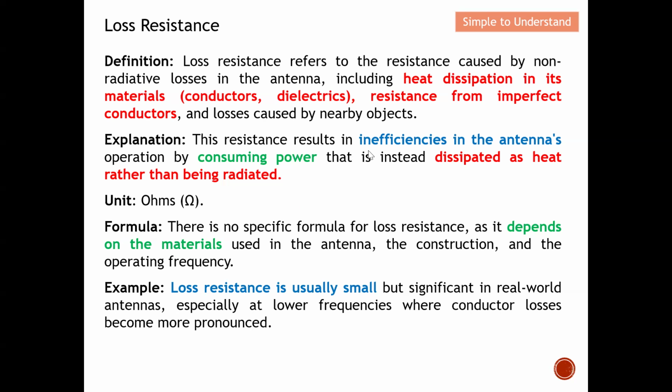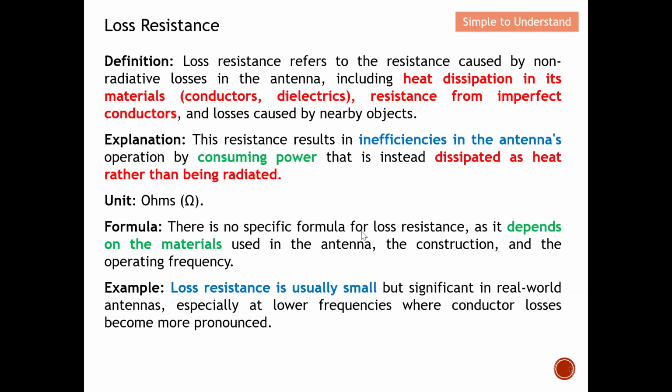This resistor results in inefficiency in the antenna operation, by consuming power that is instead dissipated as heat rather than being radiated. Remember, the key thing of an antenna is that we want to radiate as much as possible. However, we know there is no 100% radiation of energy. Some may be dissipated as heat, some as conductor loss, dielectric loss, etc. Therefore they are all lumped under this loss resistance. The SI unit is still the same, ohms.